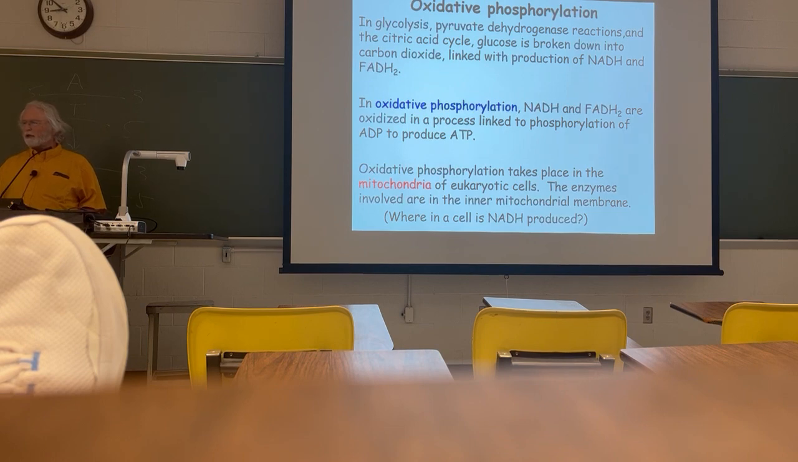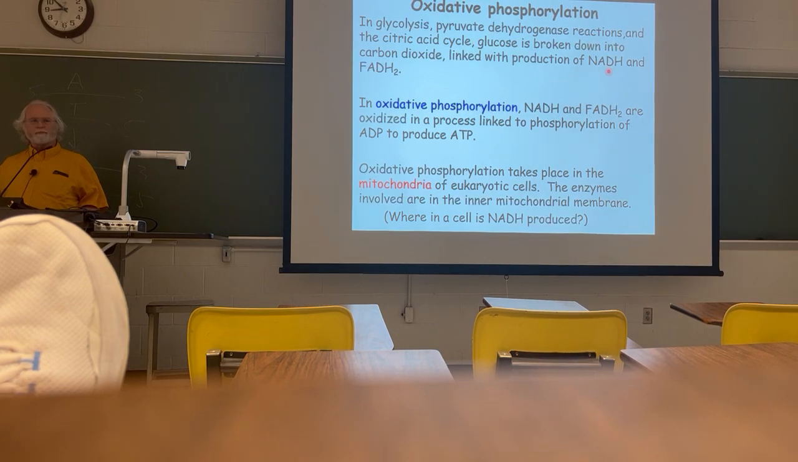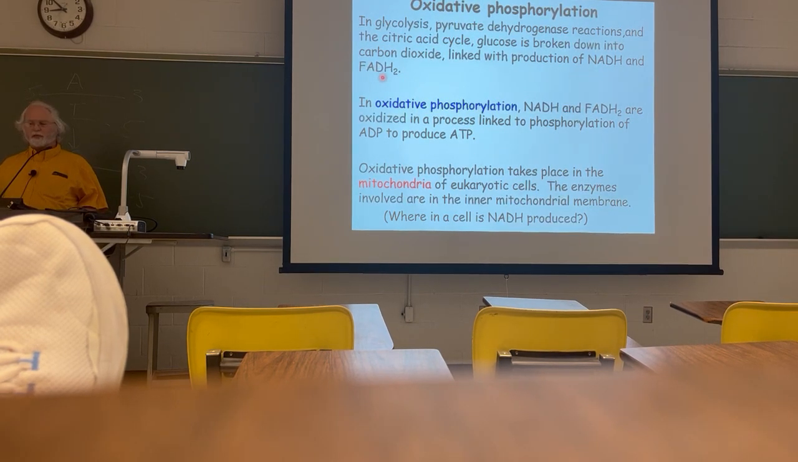So we talked about in glycolysis, we're starting with pyruvate, the product of glycolysis is pyruvate. And we're going through pyruvate dehydrogenase and citric acid cycle, oxidizing the carbons there to carbon dioxide and preserving those electrons, the reducing power in NADH and FADH2. So we're going to look at how oxidizing those cofactors is linked to synthesis of ATP. This takes place in the mitochondria. The proteins involved in the electron transport chain are in the inner mitochondrial membrane.